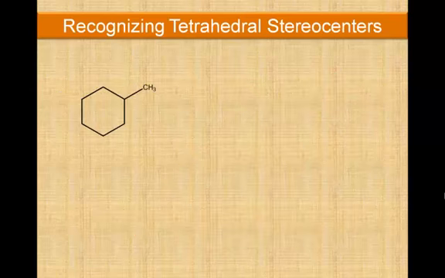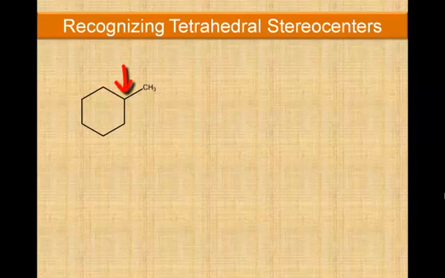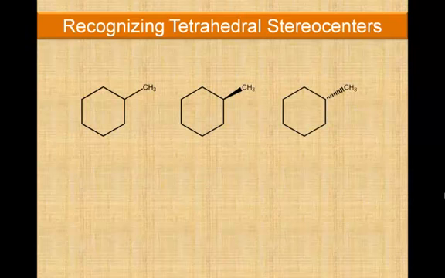Let's look at a few examples of cyclic molecules. Here we have methyl cyclohexane. I only have 1 carbon that's showing 3 bonds. Would that carbon be a stereocenter? Let's draw the methyl group, or the substituent, in the 2 possible orientations. Let's try to decide if they're superimposable or not.